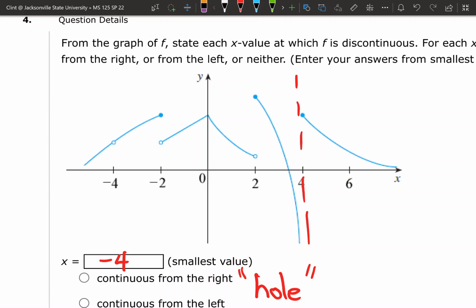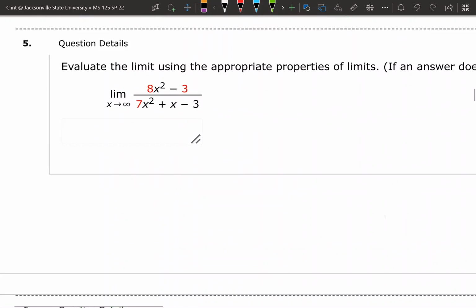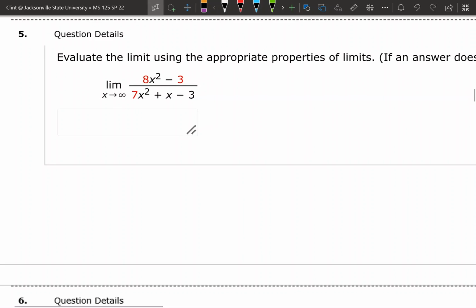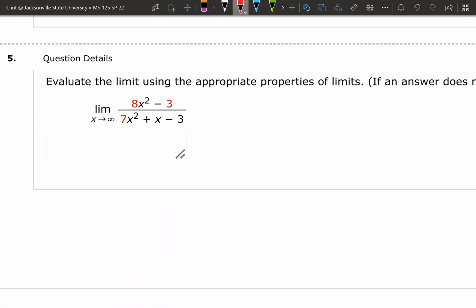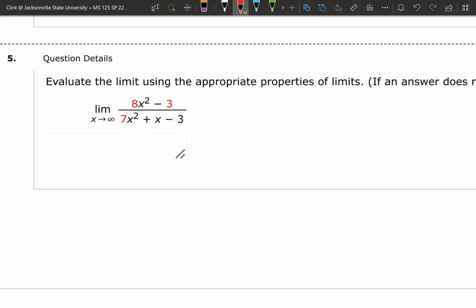No questions on those? Okay. Number 5 says evaluate the limit using the appropriate properties of limits. And key thing on this one, we're approaching infinity. It'd be infinity over infinity. Yeah, it's indeterminate.